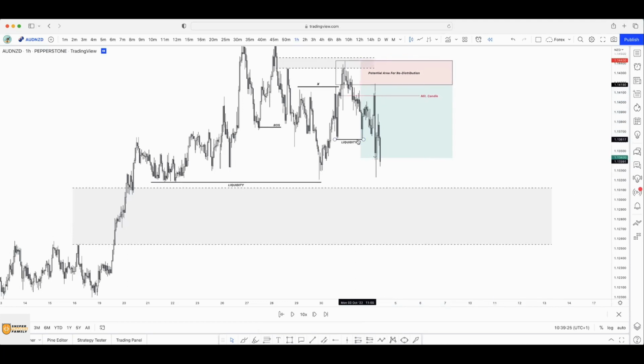This is like the immediate liquidity, you know, before this one. So this liquidity is closer to our entry than this liquidity down here. And as you can see, smart money came for it.